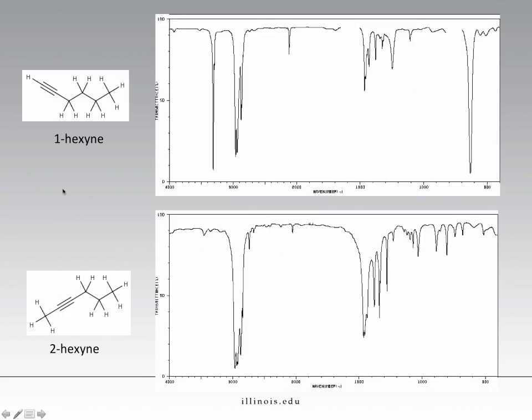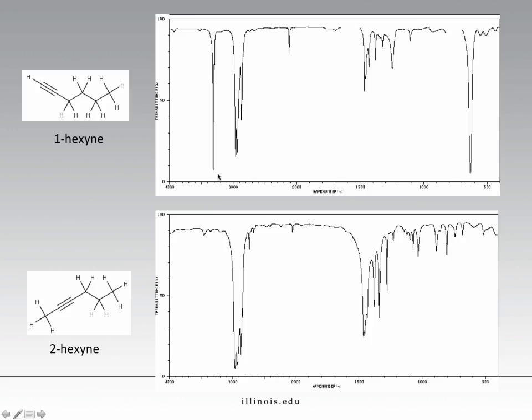Now let's compare the spectrum for 1-hexyne to the spectrum for 2-hexyne. Both have alkynes, but they are different in a key way. Notice how 1-hexyne has an sp hybridized carbon attached to a hydrogen, which is why we see this stretch in the 3300 wave number area. 2-hexyne does not have that bond. The carbons in 2-hexyne are both bonded to carbons. There is no sp hybridized carbon attached to a hydrogen. That is why this signal here is not present in 2-hexyne.